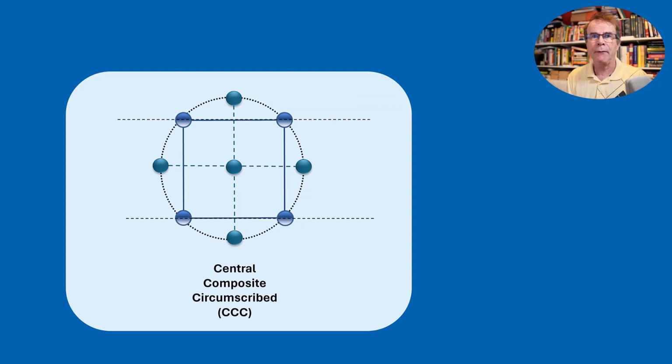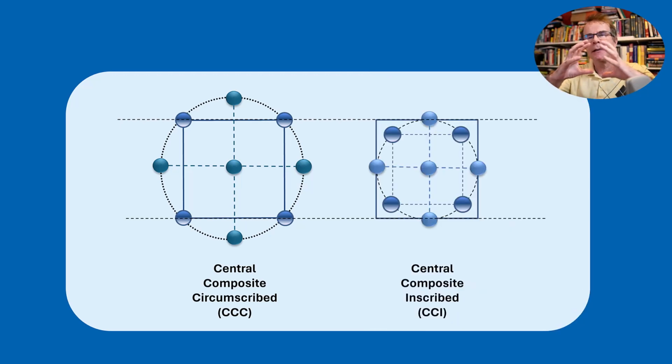Now remember, to achieve that, what we've done is to have these axial points go outside the range that's defined by the inner factorial design, and sometimes that's just not a practical thing to do. So one way to resolve that is to take the entire design and shrink it down. And we shrink it so that the axial points then sit on the levels that were the original range for the factorial design. In that instance, we have what's known as an inscribed design, so a central composite inscribed design.